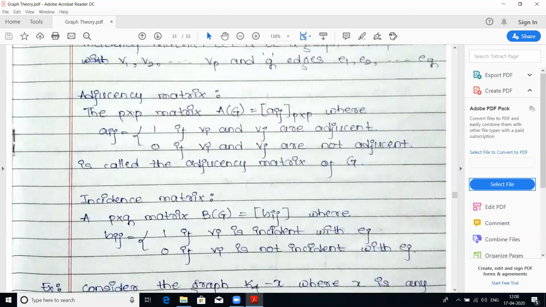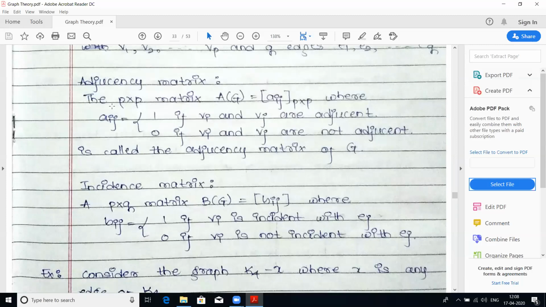So here, the adjacency matrix, first we'll define the P cross P matrix. If a graph contains P vertices, then the adjacency matrix is a P cross P matrix because there are P number of vertices. So we get A of G, denoted by A of G equal to Aij, P cross P, where Aij is defined as follows. This Aij will be 1 if Vi and Vj are adjacent, and it is equal to 0 if Vi and Vj are not adjacent. Then that matrix is said to be the adjacency matrix.